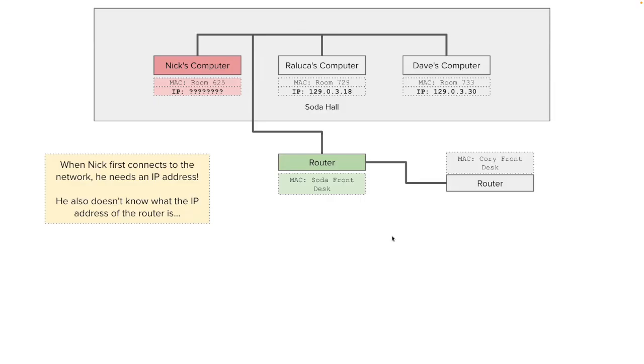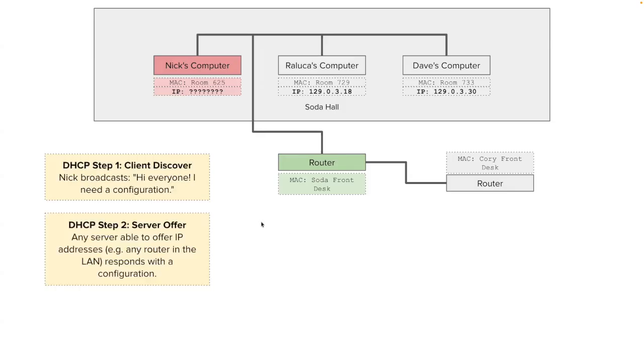Okay, so we have, again, the same diagram, more or less. You have Nick's computer, you have Raluca's and Dave's computers, and when Nick first connects to the network, he needs an IP address. So how does he get to know his IP address? Well, this is where DHCP comes in. There's a set of protocols that we use for Nick to be able to figure out what his IP is.